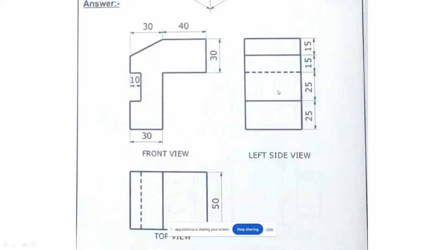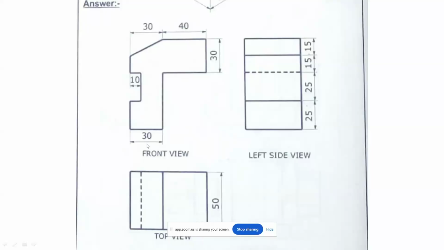These are the dotted lines on the left side view. Similarly, on the top view, this is the cut portion which is visible in the front view and the side view, but not visible in the top view. For that reason, we have shown it in dotted lines.